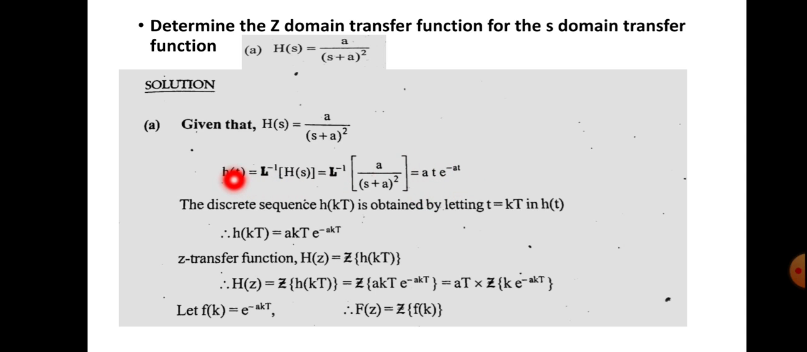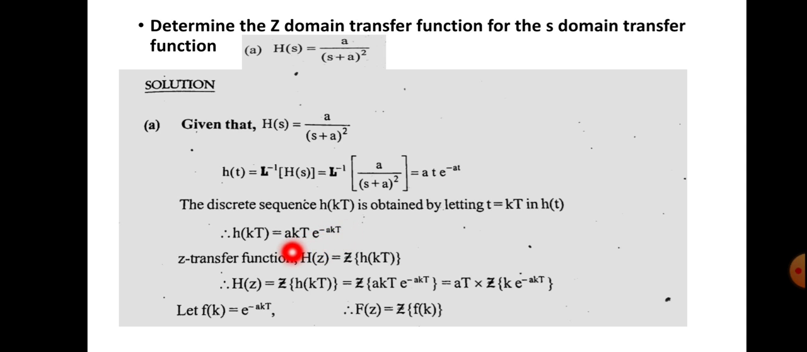Okay, so first step is completed, that is h(t) is obtained by taking the inverse Laplace transform of H(s). So that is equal to a t into e raised to minus at. In the second step we will put t equal to kT, that is we will find h(kT). So h(kT) can be obtained by, instead of t we put kT, that is equal to a into kT into e raised to minus akT. So this is our function. In this a and T are constants. The function is k into e raised to minus akT.